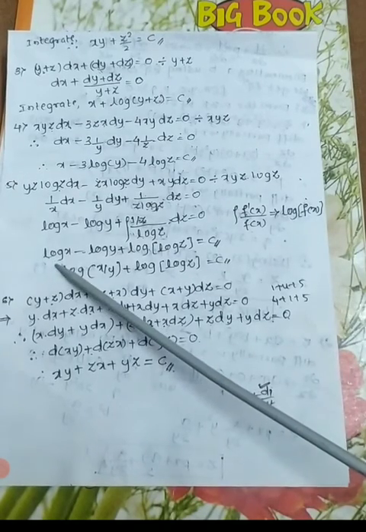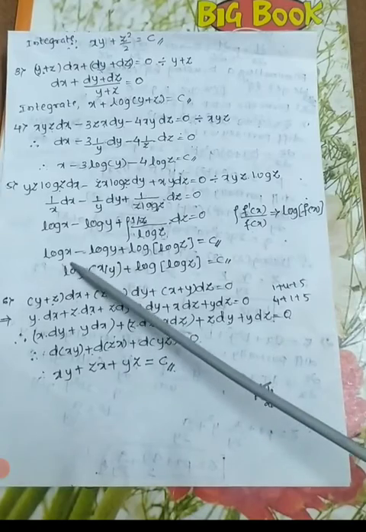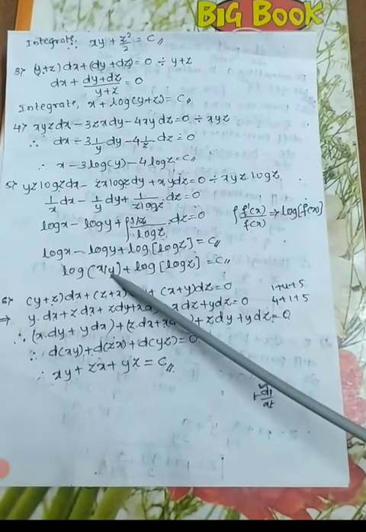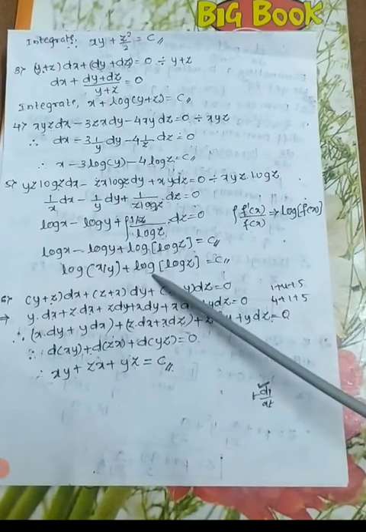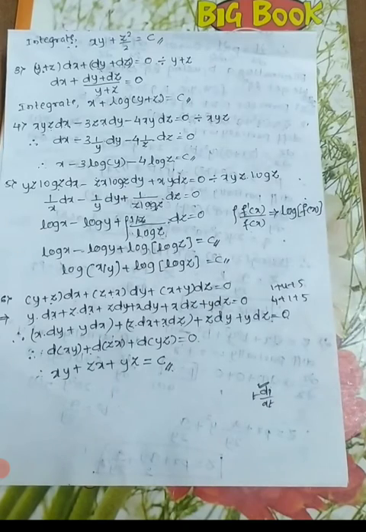It is in the form of log m minus log n. Then log m minus log n is what? Log of m by n. That is log of x by y, plus log of log z equal to c. So this is the solution.